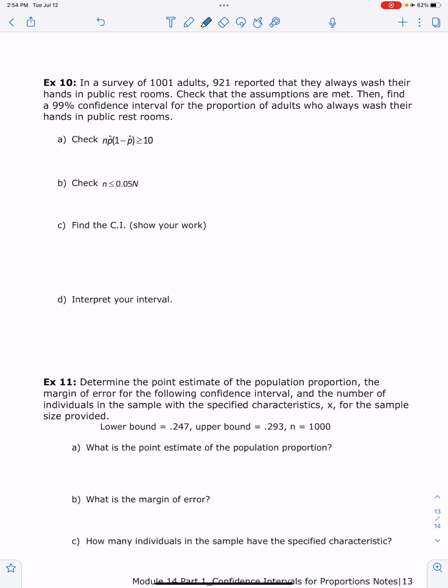Example 10, we've got a survey of 1,001 adults. So we know our N is 1,001. That's our sample size. 921 reported that they always wash their hands in public restrooms. So we can find our sample proportion, 921 divided by 1,001, and we get 0.9201.